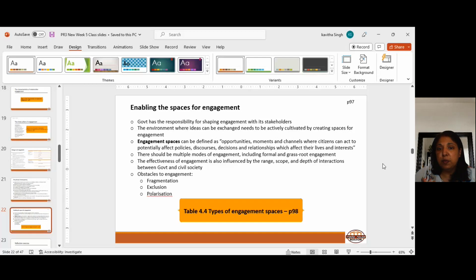There can be different forms of engagement in these spaces. It can be formal, it can be in an office, right? Or grassroots engagement where you are standing in a community and you're standing in a circle, and that is an enabling space for engagement to take place, as long as it has those specific elements where it's defined as opportunities, moments, and channels where the citizens can participate, right, in terms of making decisions, etc.